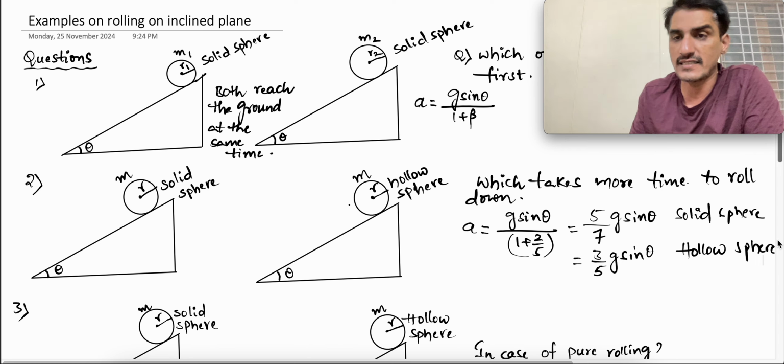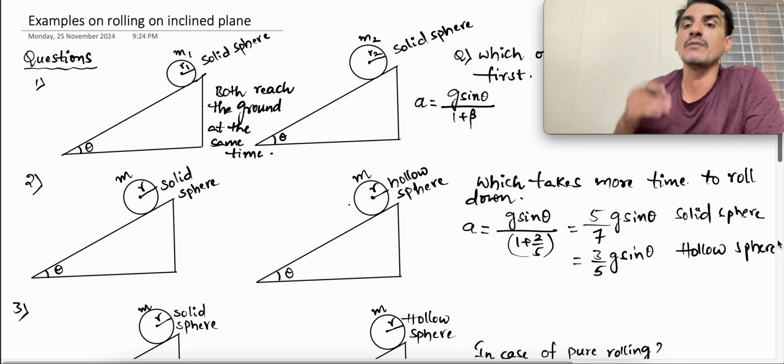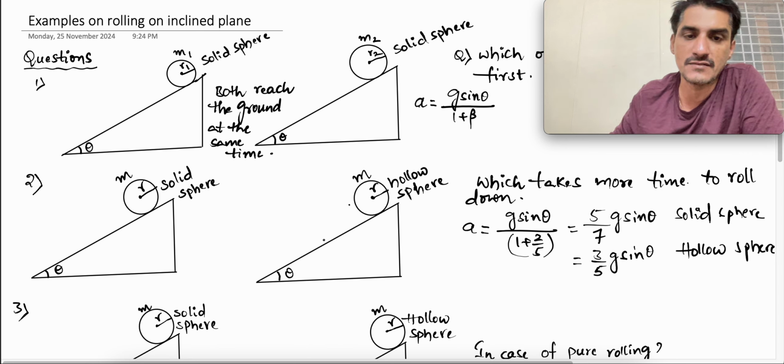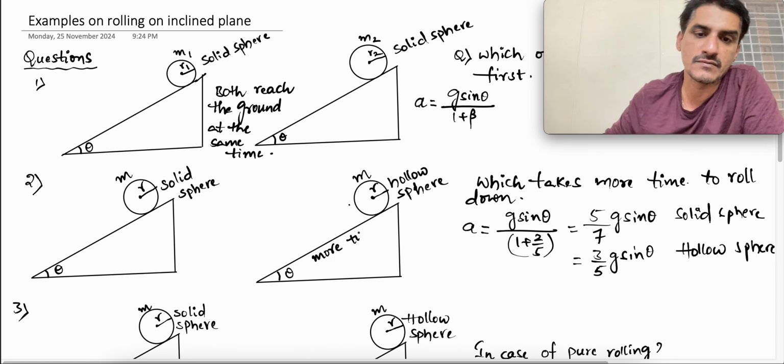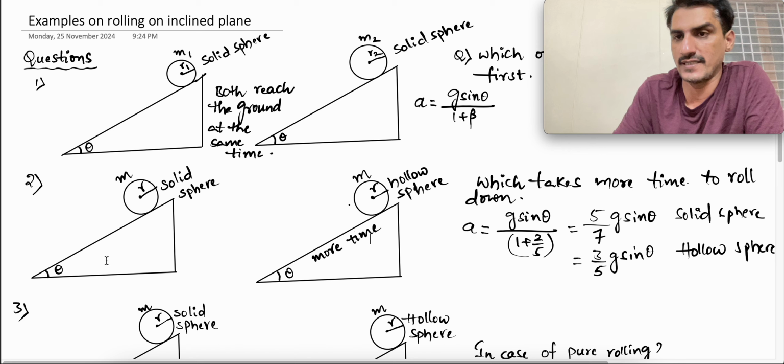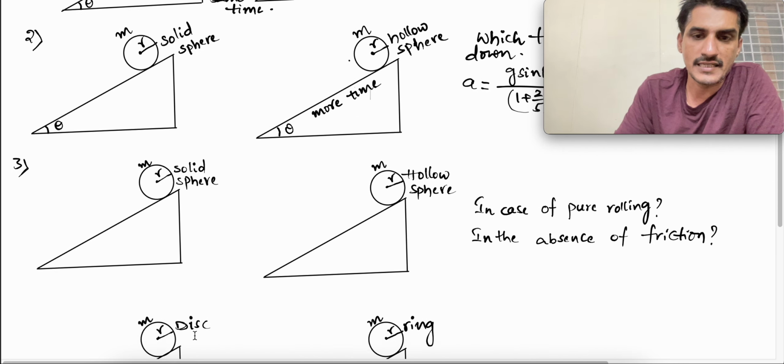If the acceleration is less, then the time taken will be more. It takes more time to reach the bottom of the inclination. Solid sphere takes less time, hollow sphere takes more time. Very interesting, right? Now, next, the third one.